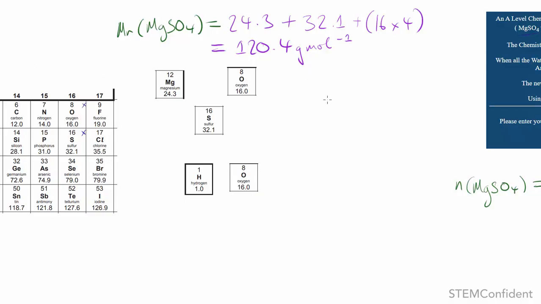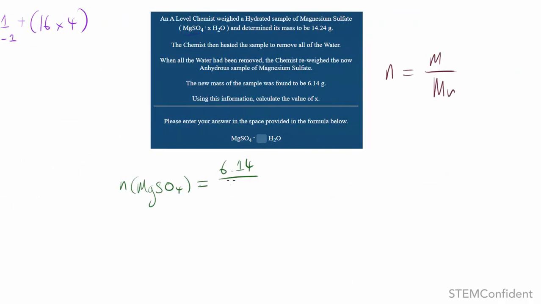Okay, so I'm going to use that value, 120.4. And what's that going to give us? That's going to give us 0.050997, and that's going to be in moles. I also want to have the number of moles of the H2O, because we want to be able to compare them so we can figure out what X is going to be.